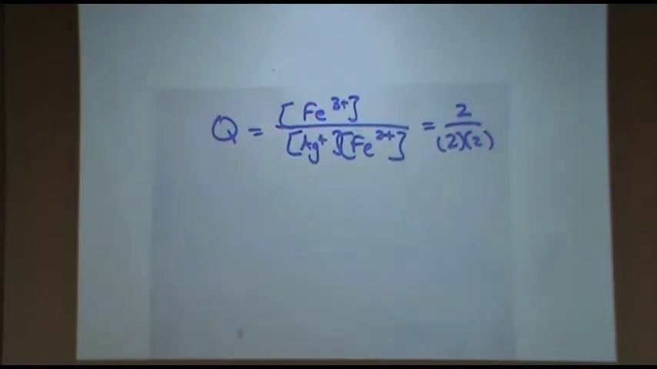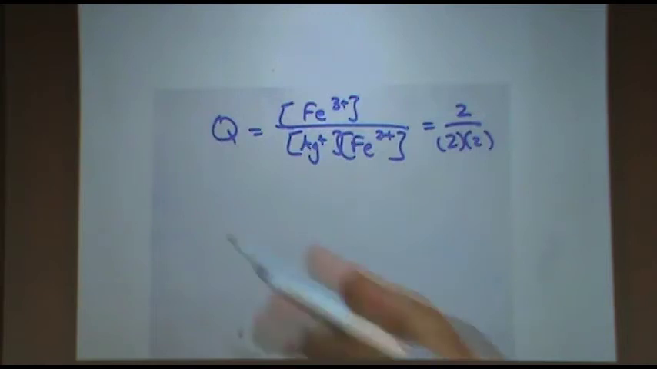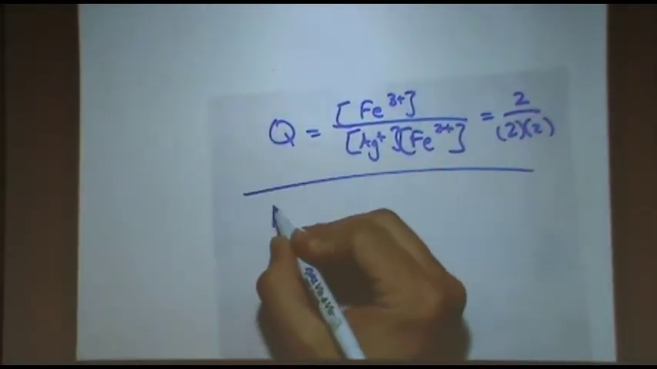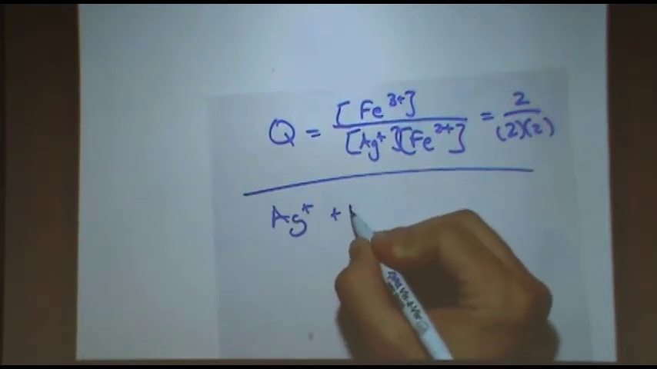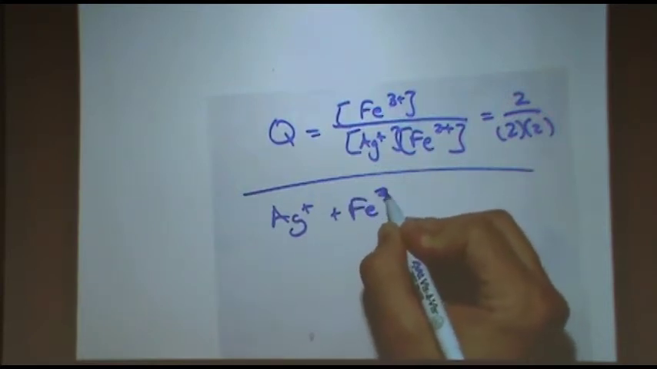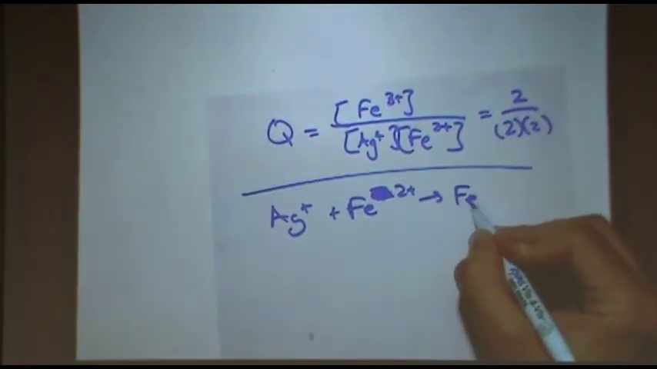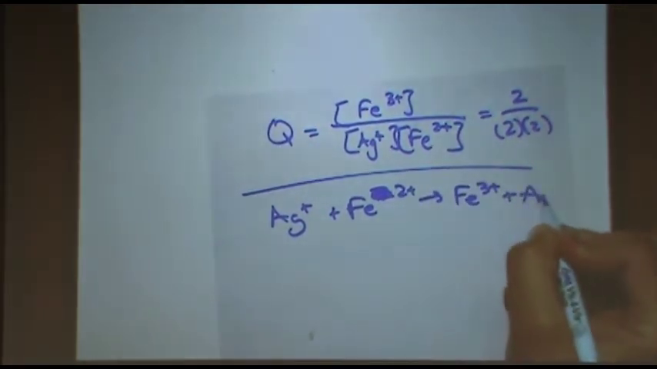Okay, so let's draw the cell now. Let me rewrite the reaction: Ag+ plus Fe2+ goes to Fe3+ plus Ag.